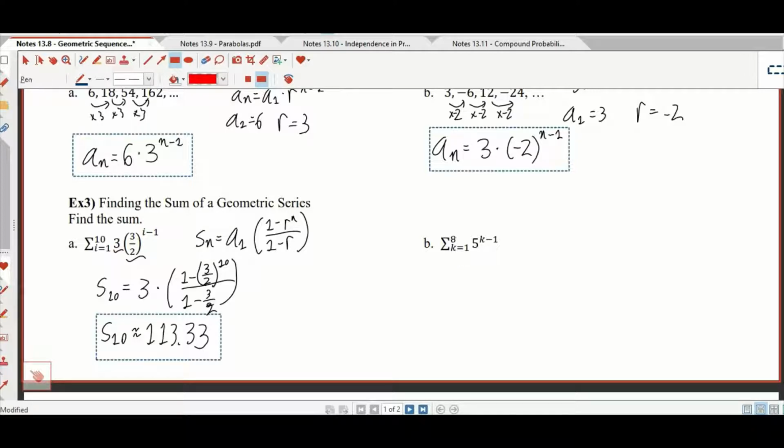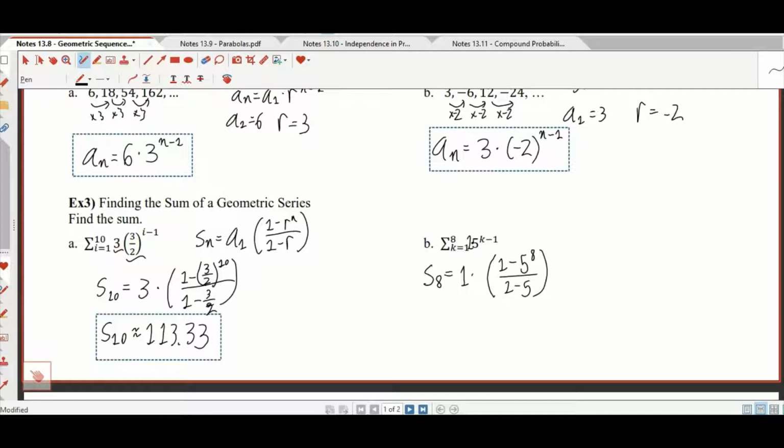Okay, so this one, the sum of these first 8 terms is equal to the first term, which, notice there's nothing in front of this 5, it means there's a secret 1, times 1 minus 5 to the, that's the common ratio, to the power of n, which is 8, over 1 minus 5. Now notice this one, since all the terms are integers, shouldn't come out with a nasty decimal. Let's see if that works.